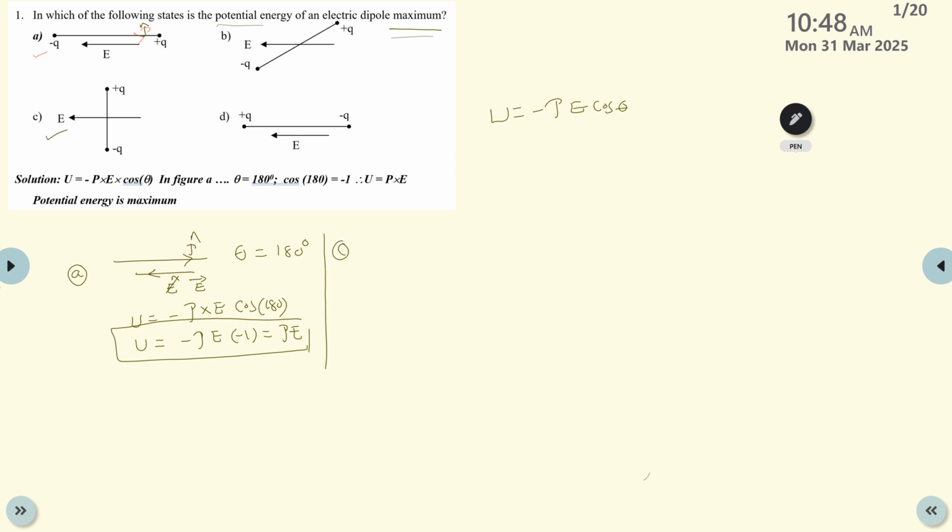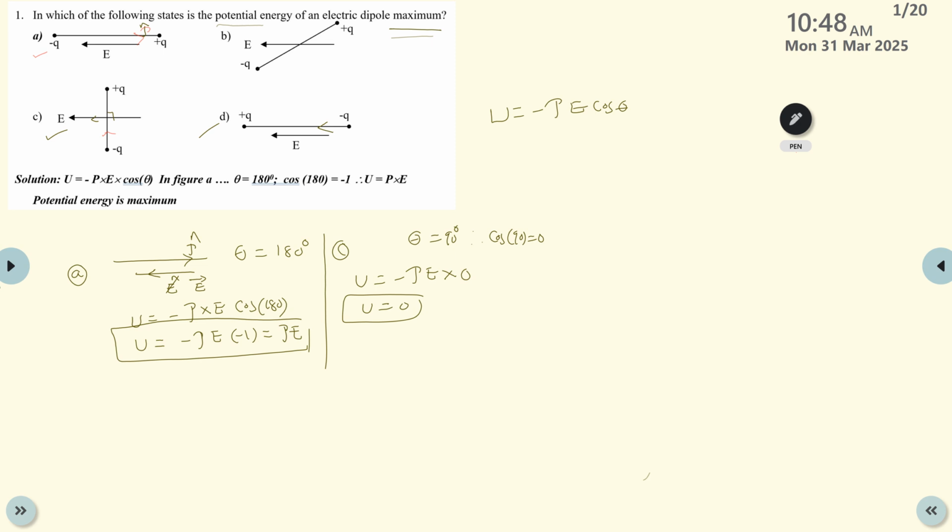For choice C you check it. Here the dipole moment direction is like this, the electric field is like this. What is the angle between them? 90 degrees. Here theta equal to 90 degrees. Therefore, cos 90 equal to 0. Then potential energy equal to minus PE into 0, then U equal to 0. Okay.